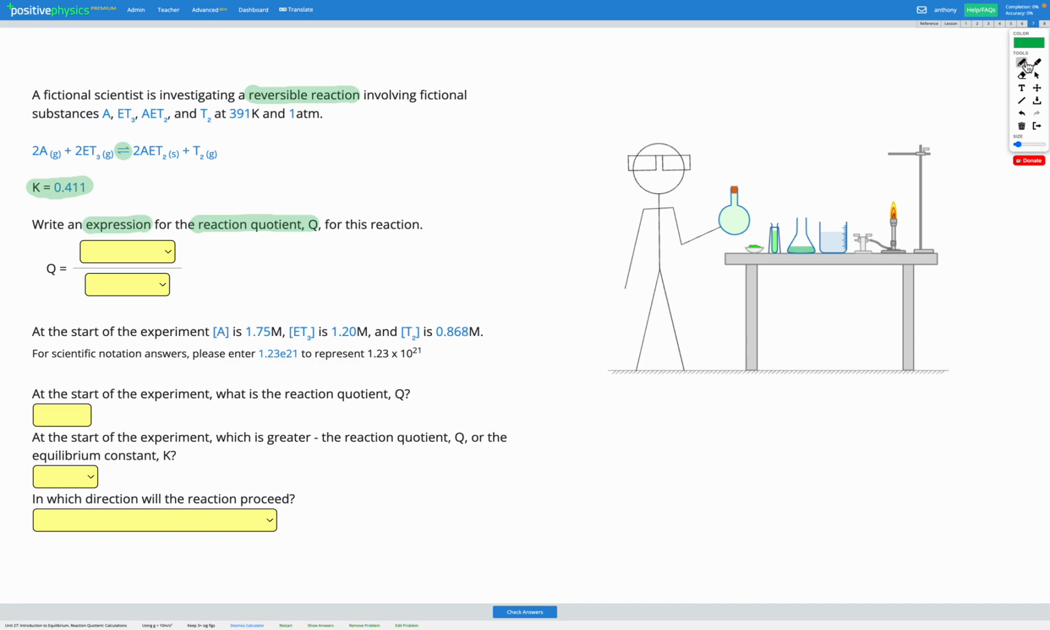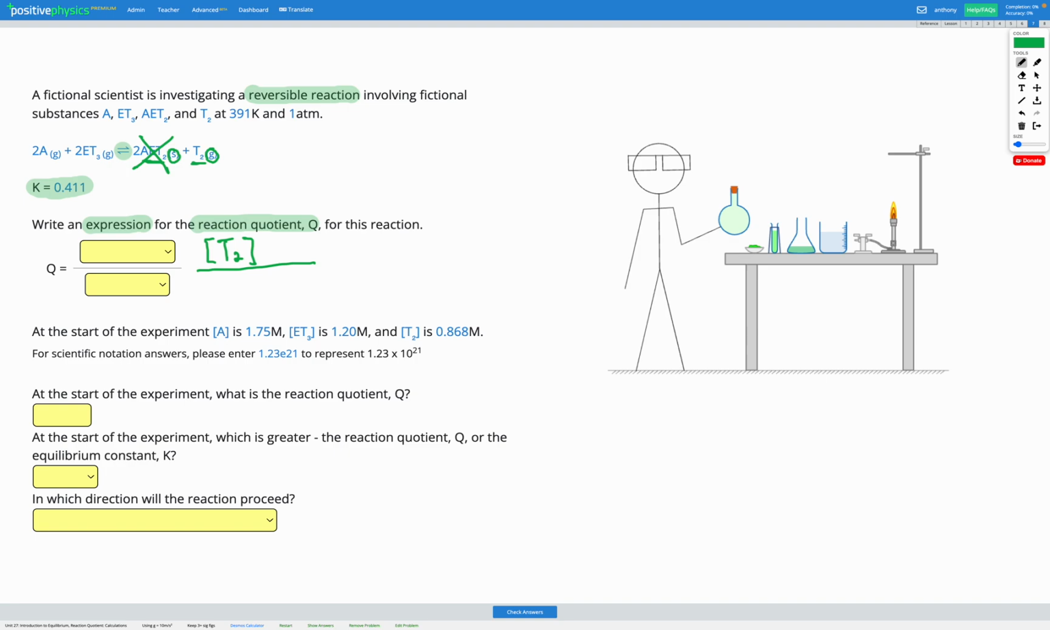So in our numerator of our fraction, we've got our products. In the products, we've got AET2. It's in solid form. Since it's in solid form, it's not going to appear in our equation because to appear in our equation, we need it to be gas or solution. Next, we have T2. That is in gas form, so that is going to appear in our equation. So we've got the concentration of T2, and it's going to be to the power of its coefficient. There's just one of it in the equation, so it will be to the power of 1. But remember, to the power of 1 is just the same as the thing itself. So that's it for our numerator.